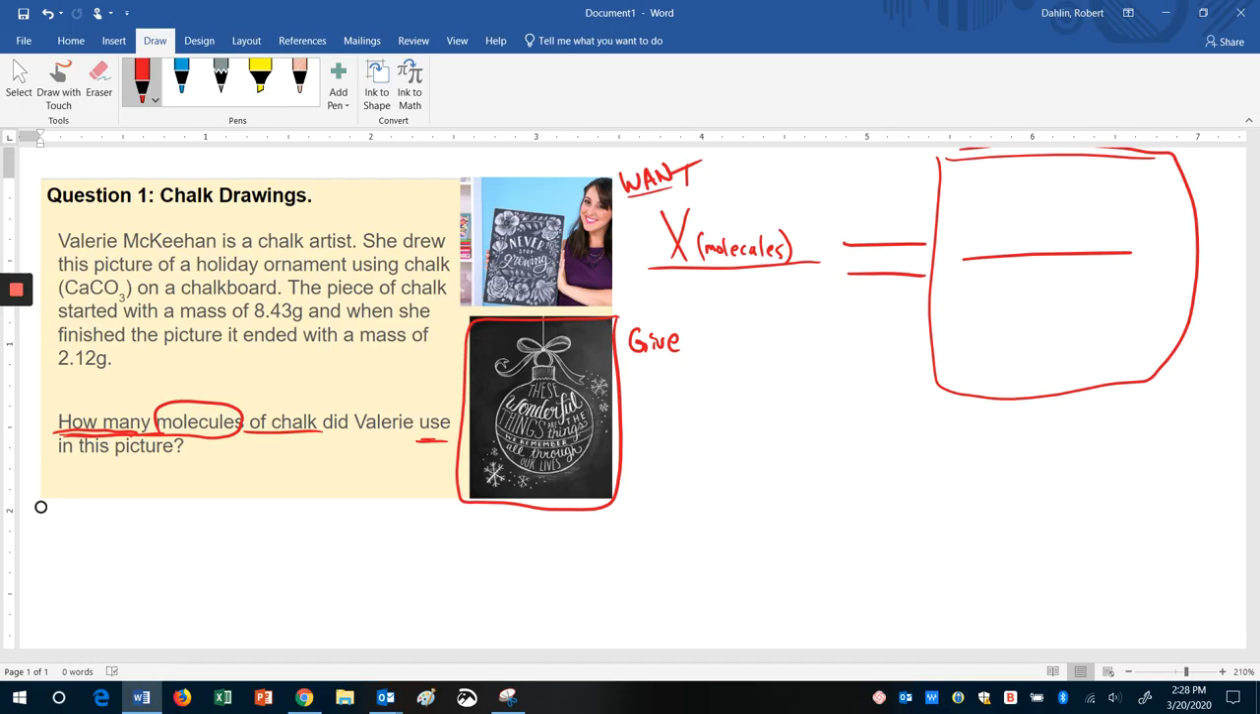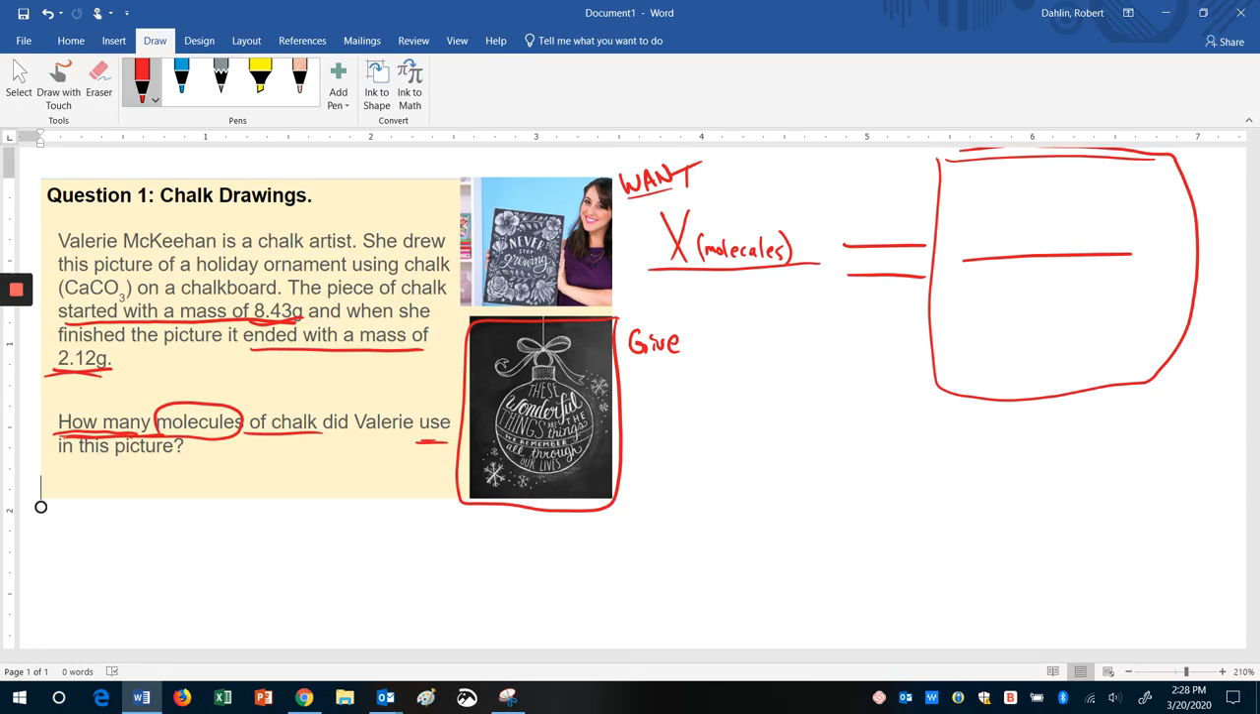Molecules, in this case. Then you look at what the question gives you. This one actually is a little different than what we've seen. It gives you two different numbers. Why two different numbers? Well, the first number is your starting mass of the chalk, and then she weighed it again when she was done, and it ended with a mass of 2.12.